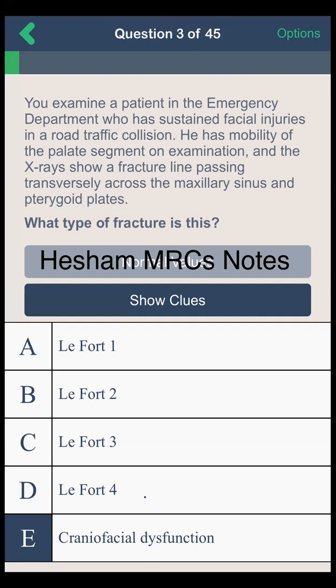Sir, it's Lefort 2 once you see pterygoid plate. Okay, this is Lefort 2. Once you see sphenoid or ethmoid, this is Lefort 3. I will give you keywords for that. Once you see pterygoid plate, this is Lefort 2. Once you see sphenoid or ethmoid, this is Lefort 3. And there is no Lefort 4. Lefort 3 is called craniofacial dissociation or craniofacial dysjunction. So options C and E are the same. Here the correct answer is B, Lefort 2. Okay, another one.